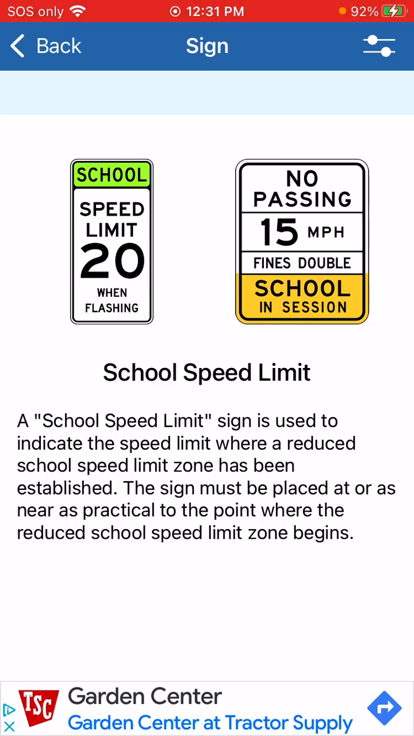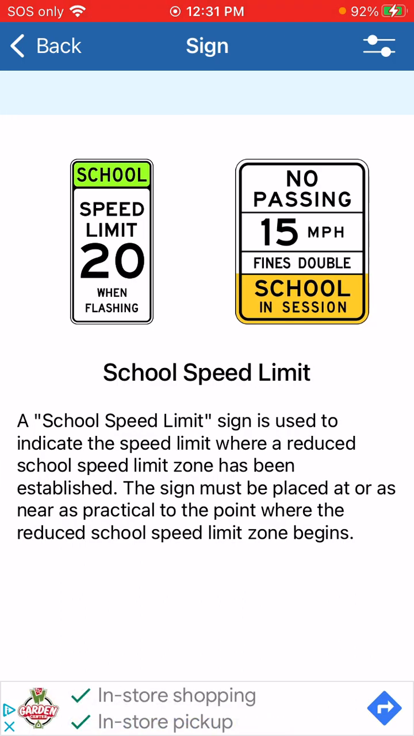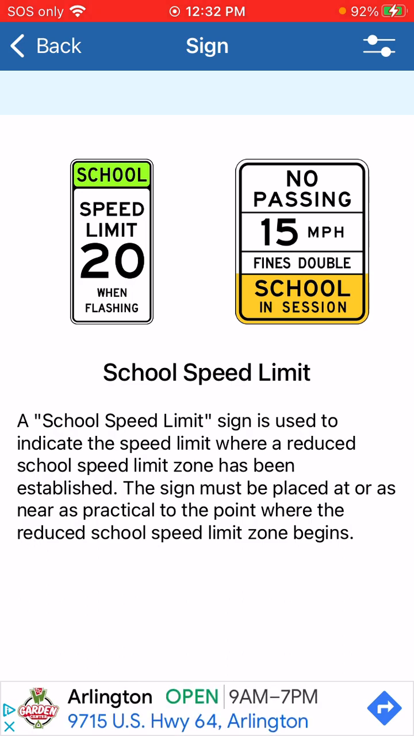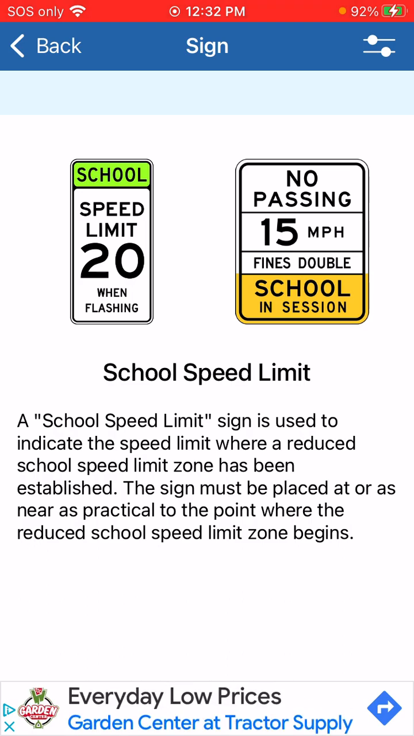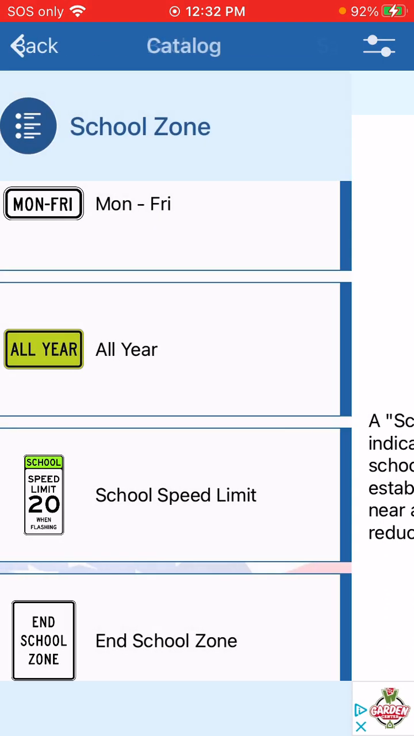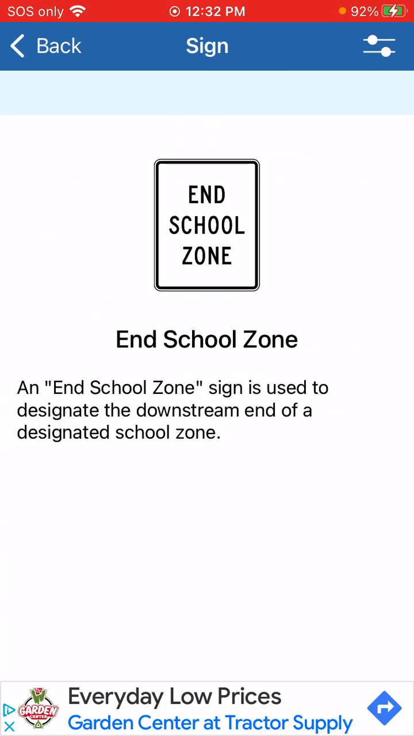School speed limit. A school speed limit sign is used to indicate the speed limit where a reduced school speed limit zone has been established. The sign must be placed at or as near as practicable to the point where the reduced school speed limit zone begins. End school zone.